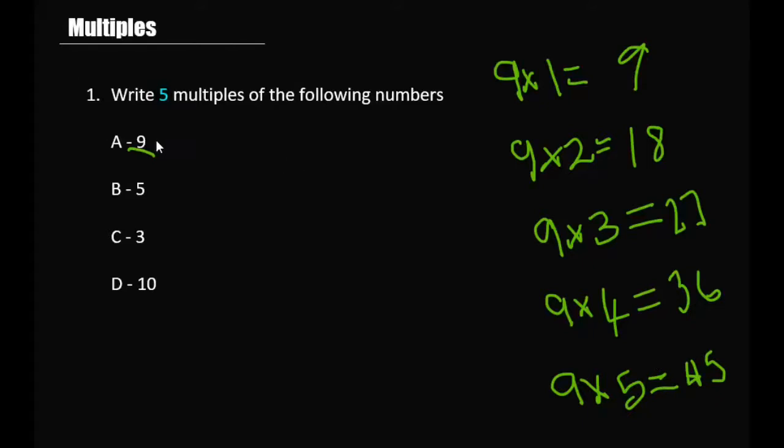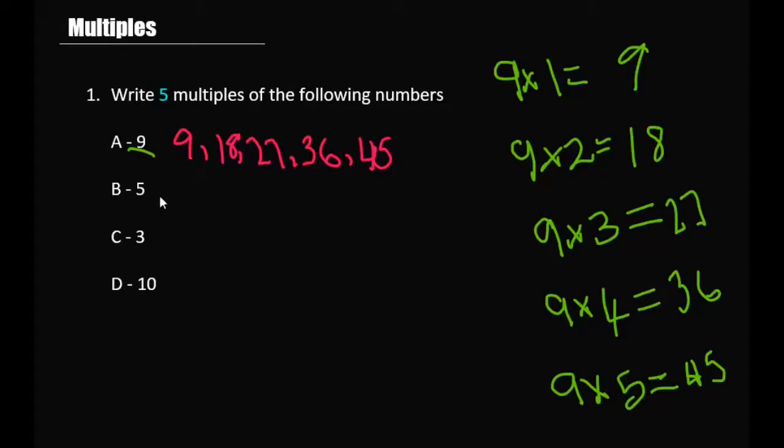So all we do is we write them down right here. So we have 9, 18, 27, 36, and 45. So we do the same thing for each of these numbers, except we're not going to write them down like this for each number. We're going to mentally do the math.